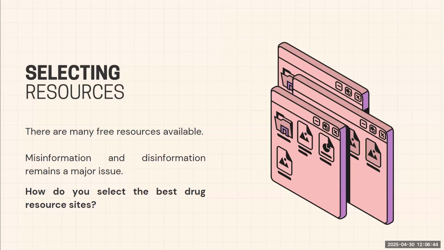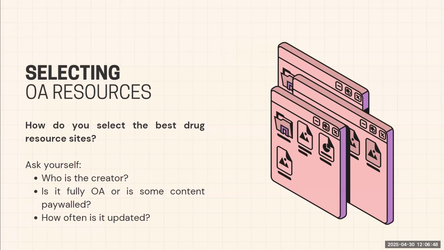So how do you select the best drug resources? Some basic questions that you can ask yourself are, who is the creator? Is it a certain pharmaceutical company? Is it for profit? Is it the government? Is it fully open access, or is some of the content paywalled? Because then that's not truly open access. And almost most importantly, how often is it updated? Is it staying current at the rate that I need it to stay current?